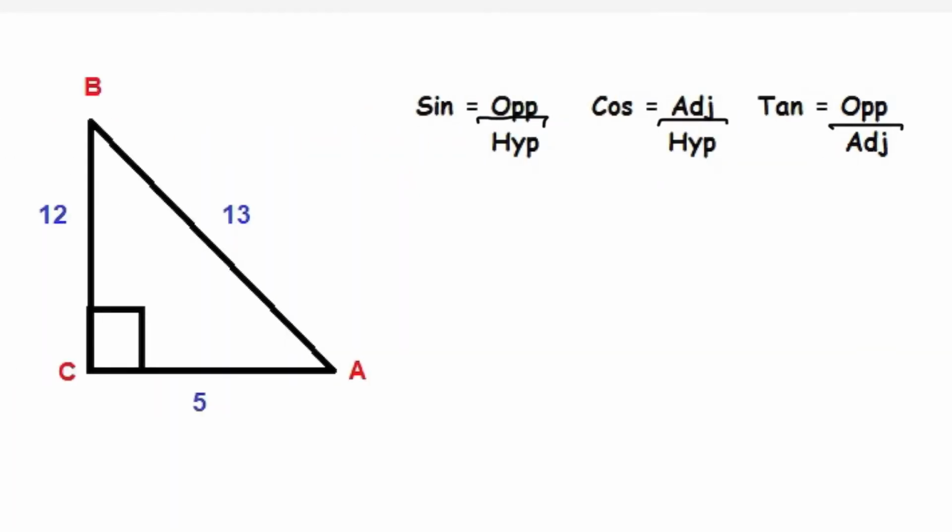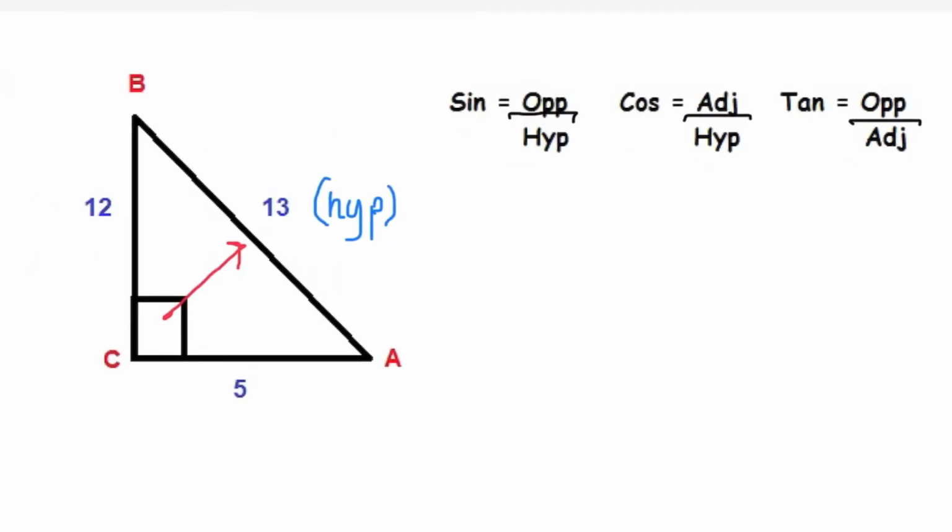So opposite and adjacent is dependent on what angle we're referring to. Hypotenuse is always going to be the line segment opposite the right angle, the 90-degree angle. If I'm referring to angle A, then my opposite is going to be the line segment opposite of angle A. And in this case, it would be 12. My adjacent will be what's connected to angle A, which is this line segment that is of value 5.